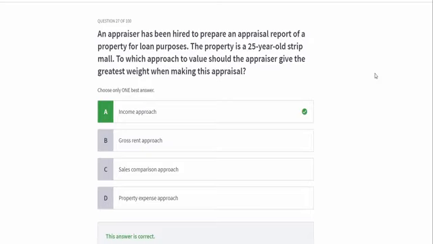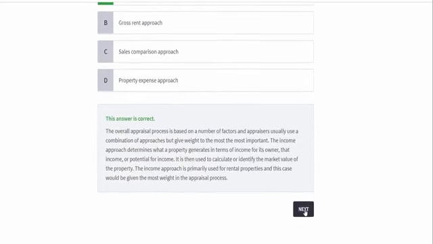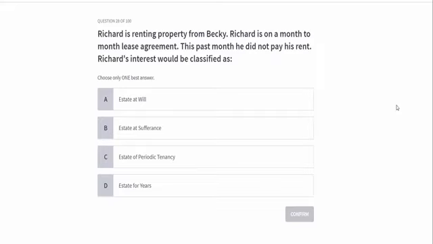So when you're looking at a 25-year-old strip mall, you're going to be looking at its income. How much is it making? Things like that. That is going to have the greatest weight when making an appraisal. So pretty straightforward there.